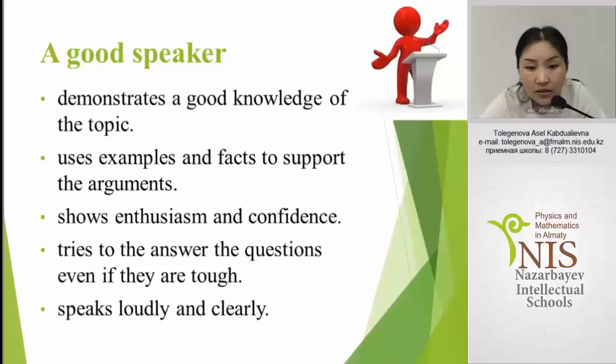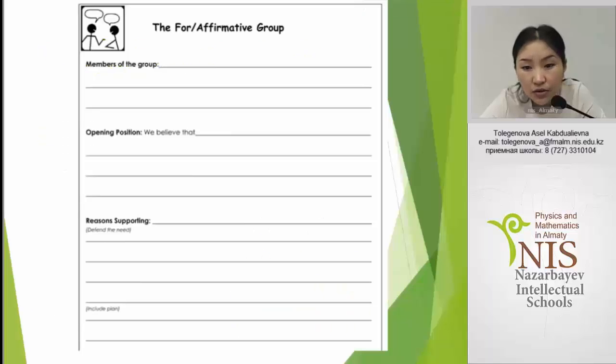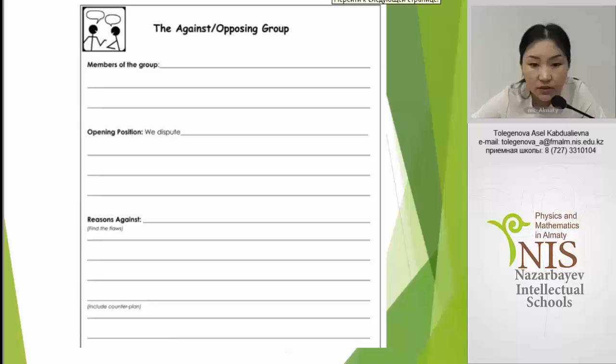So then, after these rules, I gave them 10 minutes to prepare their debate, but before that they were also given worksheets for each team, for the affirmative group and the opposing group. In this worksheet, they need to write the names of the members of the group, the opening position, and the reasons against. So these worksheets really help students to organize their ideas, to make some brief notes about their topic.